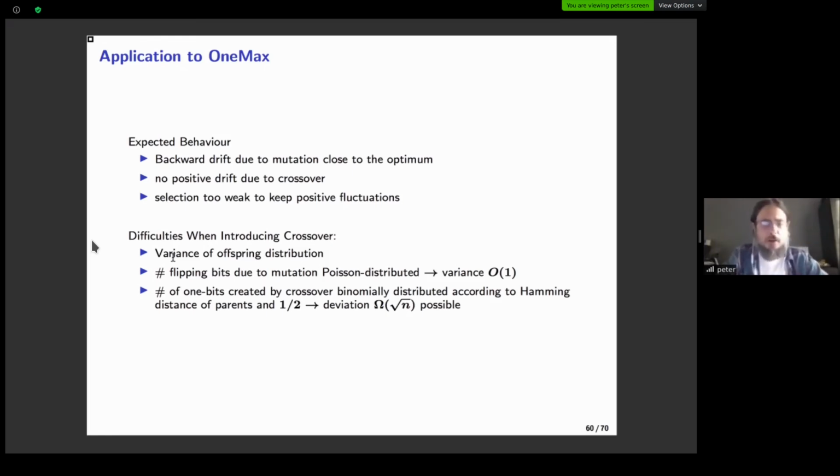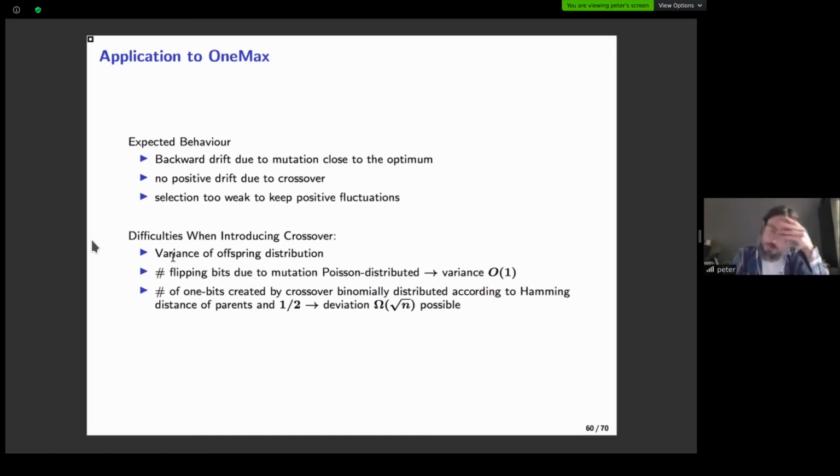However, the analysis is complicated by the crossover operator because of the variance that the offspring distribution can have. While with standard mutation individuals have constant variance, crossover can actually create individuals that are very different from the parents. A deviation in the order of the square root of the length of the bit string is possible. This is the difficulty in the analysis of crossover: crossover can make very large jumps.